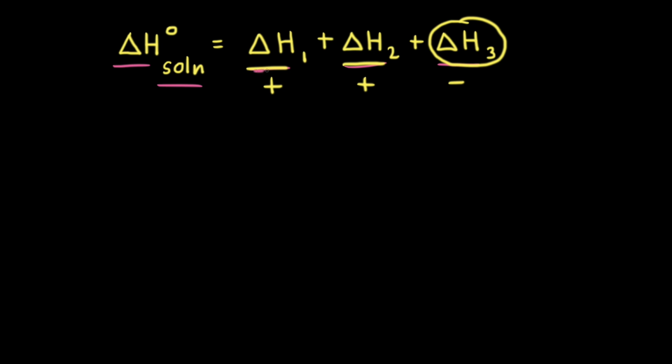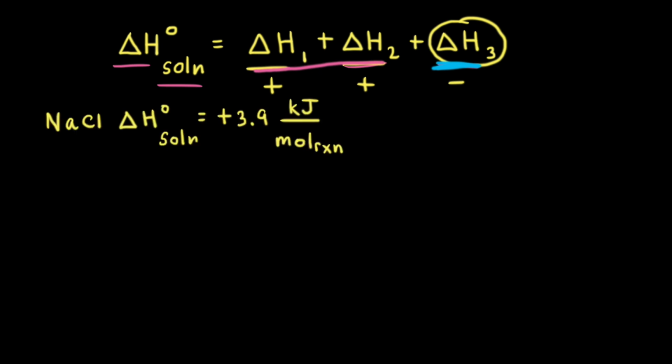If the magnitude of delta H1 plus delta H2 is greater than the magnitude of delta H3, delta H naught of solution will be positive. However, if the magnitude of delta H3 is greater than the magnitude of delta H1 plus delta H2, delta H naught of solution will be negative. Therefore, it's possible for delta H naught of solution to be positive or negative, depending on the substance being dissolved.